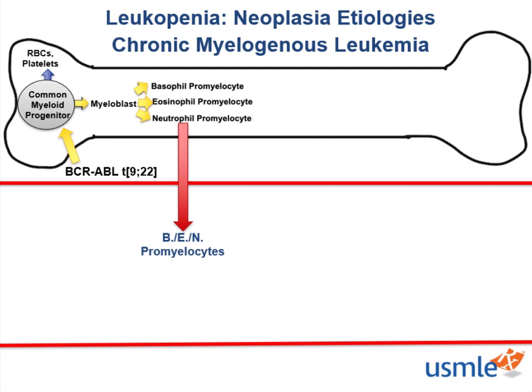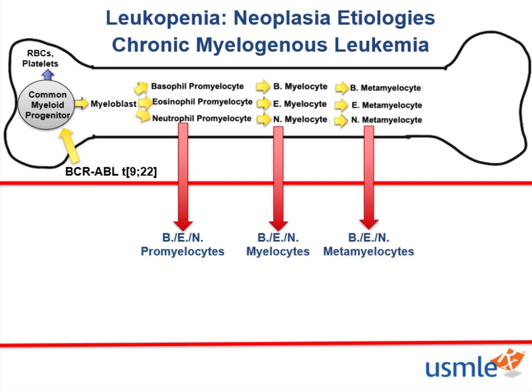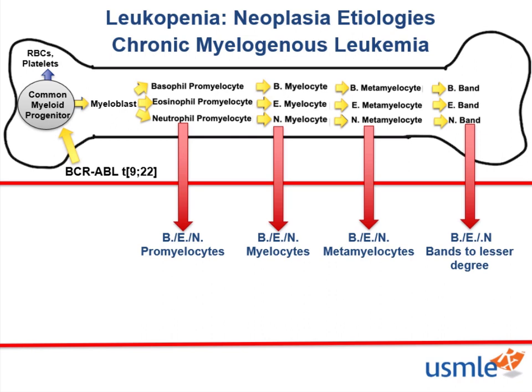Same story with basophil, eosinophil, and neutrophil myelocytes, metamyelocytes, and bands to a lesser degree. Why bands to a lesser degree? This is an unregulated cancer making immature cancerous cells. The sheer majority do not even reach the band stage of development. With few cells reaching the band stage of development, mature leukocytes are few and far between, leading to a functional leukopenia due to chronic myelogenous leukemia, a myelophthisic process.